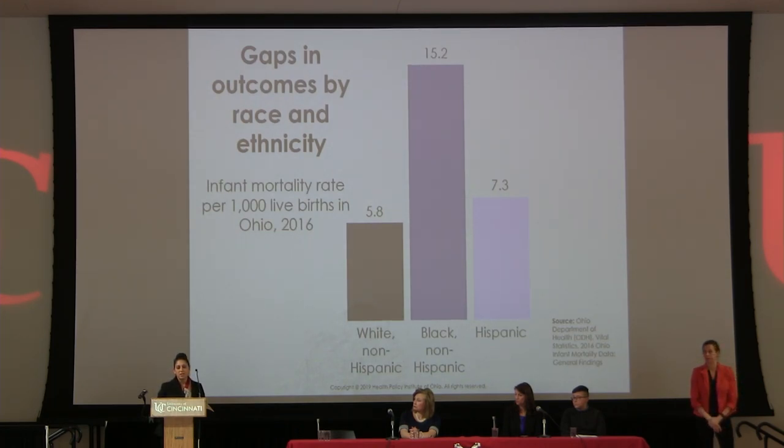Here is a measure that continues to elude us as a state: infant mortality by race and ethnicity. And you see here that there is a gap between particularly Black Ohioans and White Ohioans, where Black infants in the state are 3 times less likely to reach their first birthday as compared to white babies in the state.